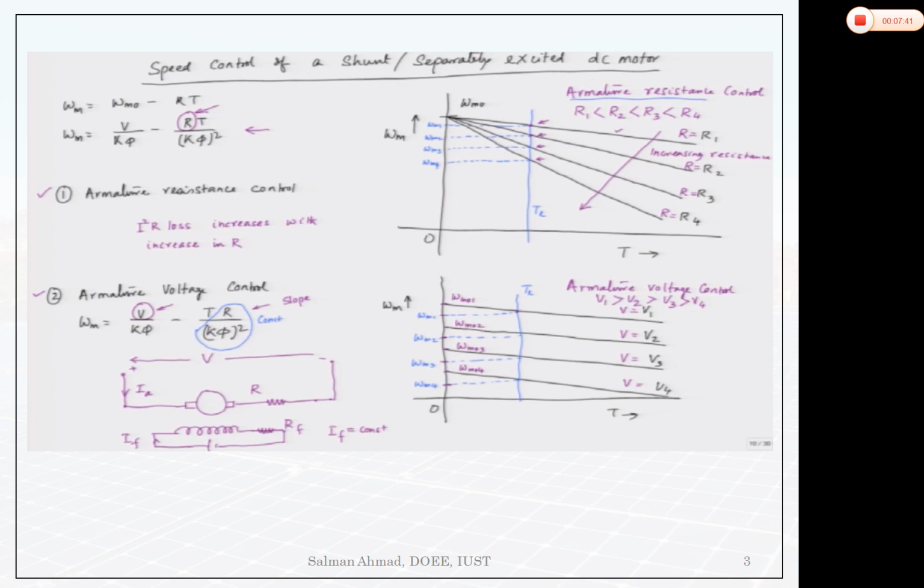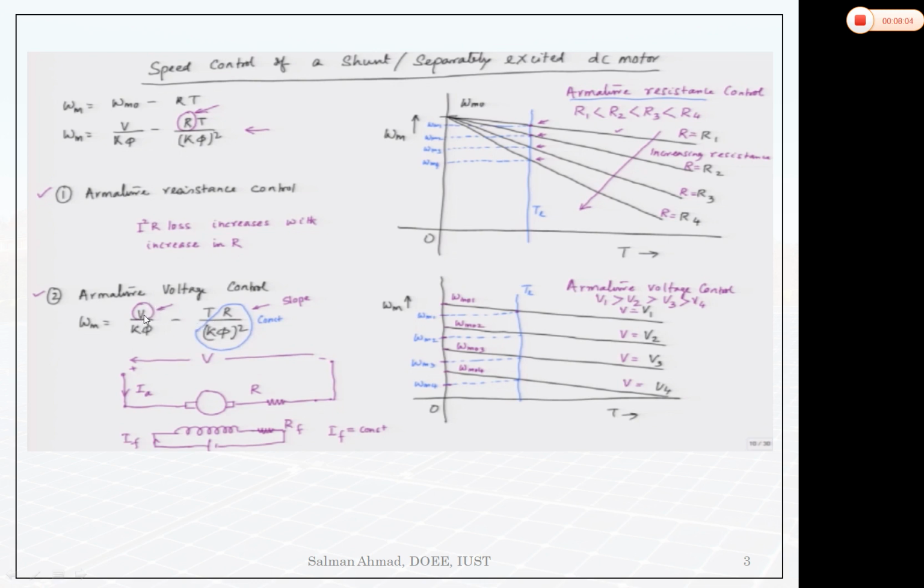The second method we can have is by controlling the voltage. So you can see here V upon K phi minus this. If we change voltage only, there will be no effect on this quantity, so it will be a constant value. That means the slope will be the same. So we are getting parallel lines, but the no load speed will change.